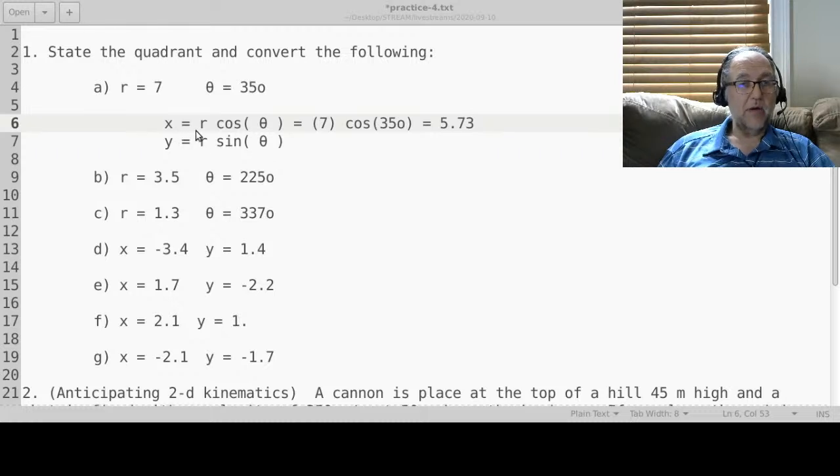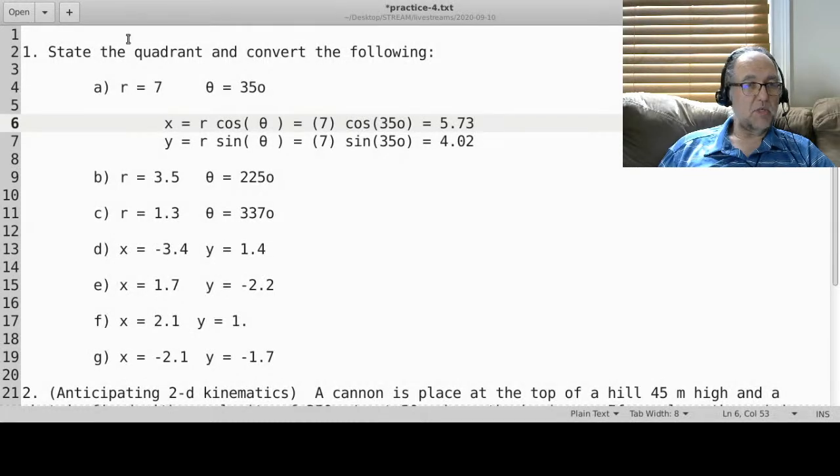Okay. Anyhow, I have x is equal to r cosine theta. Substitute r is 7 and theta is 35, and then that's going to equal 5.73. Okay. And same thing for y. If you do that with the y value here, you're going to get that. Okay, and so there it is. That's the first one.